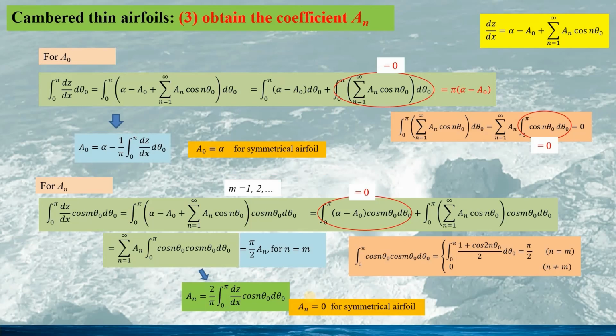If we compare the result for symmetric airfoils, since for symmetric airfoils dz over dx would be 0, hence we can see A0 would be the same as alpha, the angle of attack, and An would be 0.